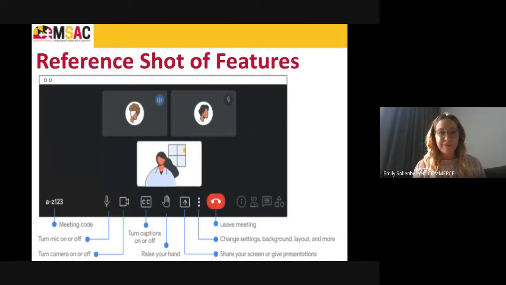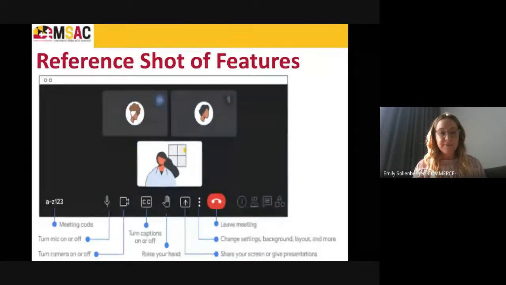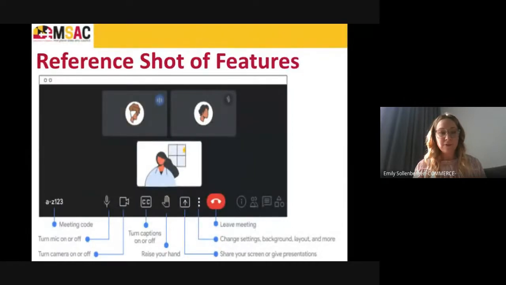And just a couple of reference shots of Google Meet if you're not super familiar. At the bottom of your dashboard, most of your controls are in the bottom center. Bottom center left, you'll see a microphone button to mute yourself or take yourself off of mute. There's also the video button right next to that. There's closed captioning as you make your way towards the center. There's a raise hand feature, which you're welcome to use today. We have quite a few folks on today's call, so that would be really helpful if you do have a question to use that raise hand feature.